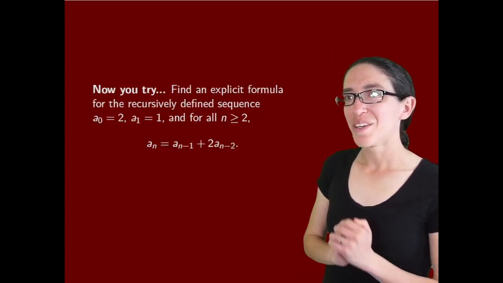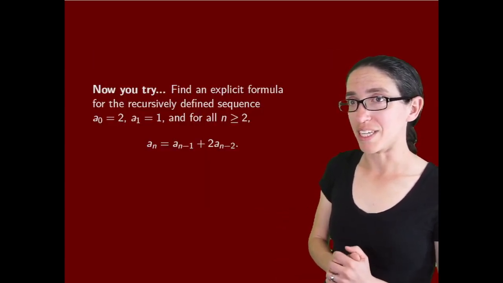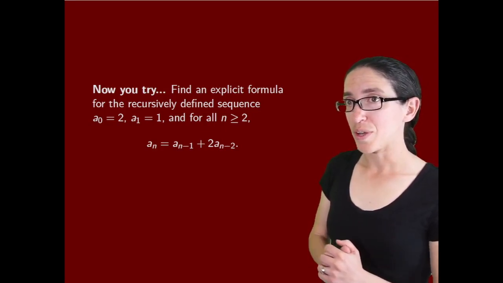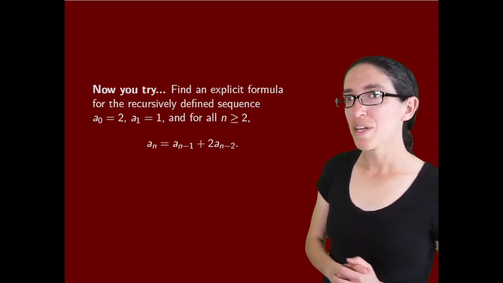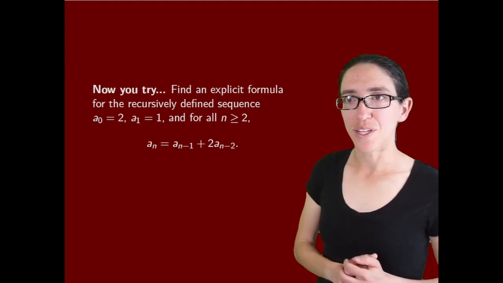So now you try. Find an explicit formula for the recursively defined sequence a sub 0 equals 2, a sub 1 equals 1, and for all n at least 2, a sub n equals a sub n minus 1 plus 2 a sub n minus 2.